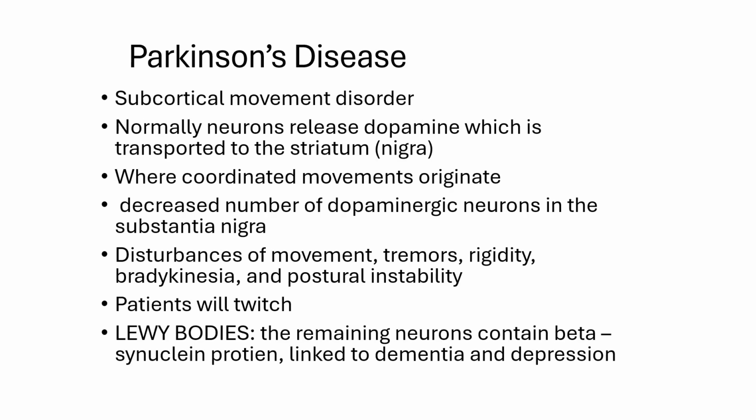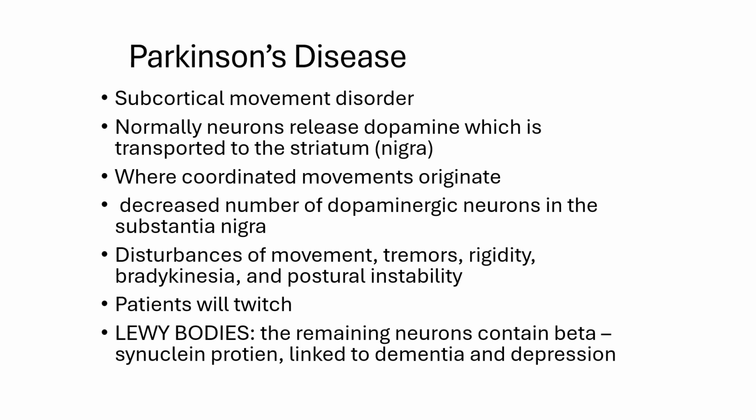So Parkinson's is a subcortical movement disorder. Normally, the neurons release dopamine, which is transported to the striatum. This is where coordinated movements originate from. So a decreased number of dopaminergic neurons in the substantia nigra will greatly affect the coordinated movements. So this leads to disturbances of movement, tremors, rigidity.